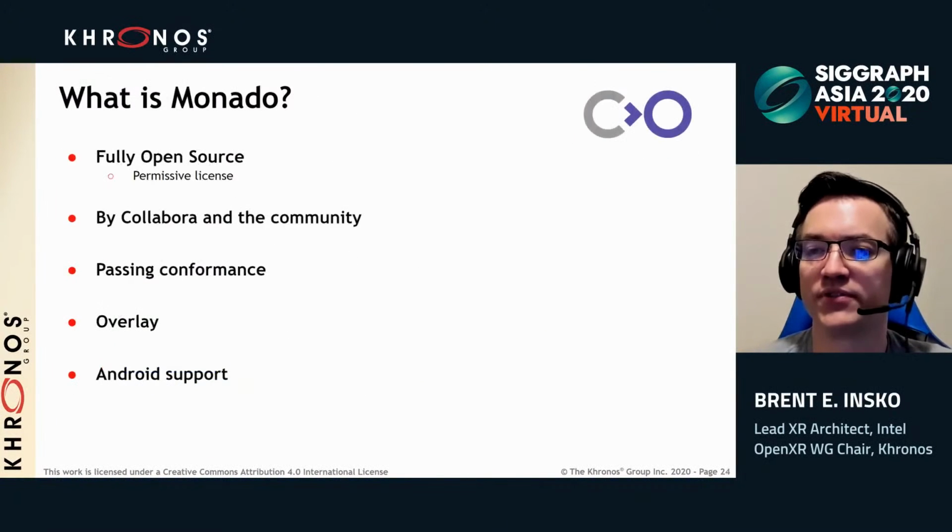We've also mentioned briefly earlier the developer preview implementations, one of which is Monado. Monado is fully open source under a permissive license, provided by Collabora and the community. It's currently passing conformance, though it's not yet a fully conformant implementation, and it supports overlays and has Android support.